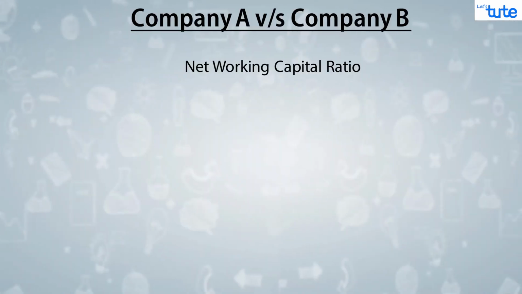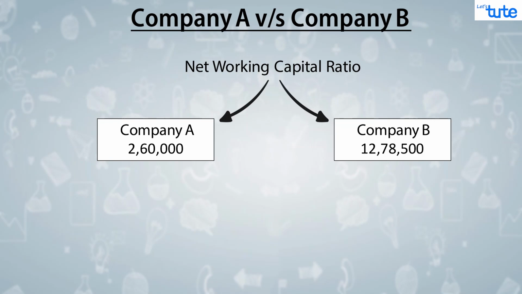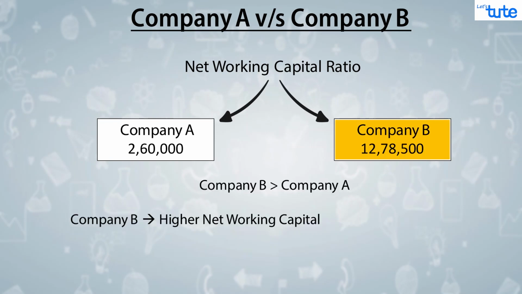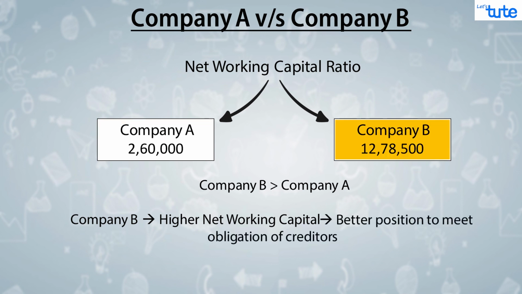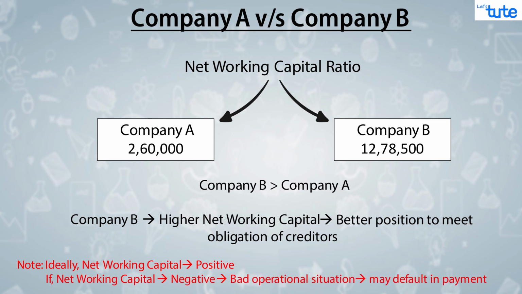Now, when we compare net working capitals for both the companies, we find that company B is having higher net working capital, whereas company A is having less working capital. This implies that company B will be in better position to meet obligation to creditors and will command higher goodwill from market participants. Generally and ideally, this should be a net positive number. If it is negative, then it will be termed as bad operational situation, and which implies that company may default in meeting obligation to creditors.